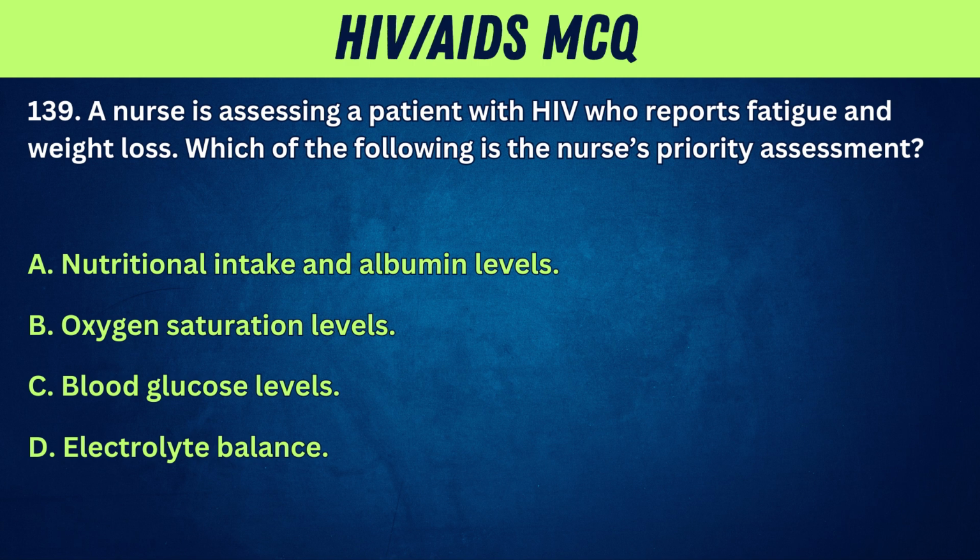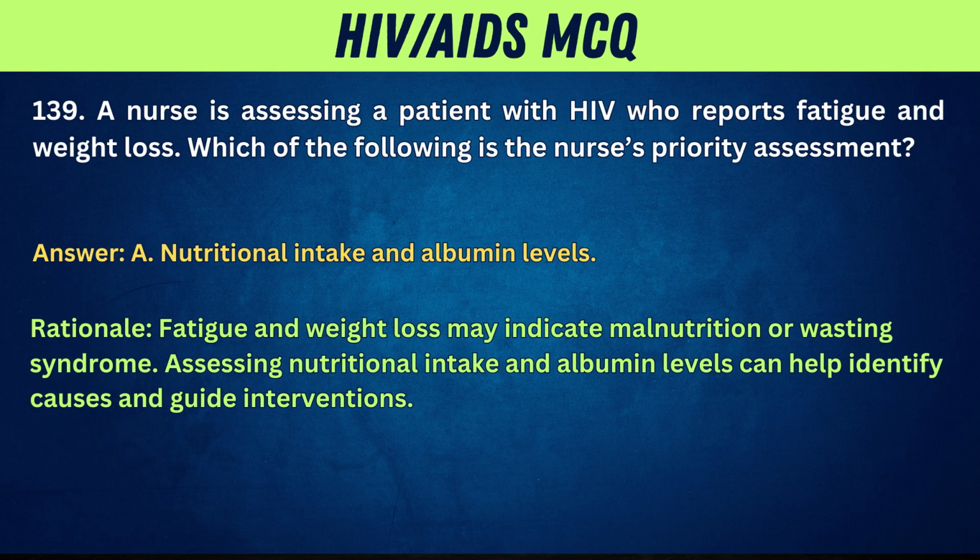A. Nutritional intake and albumin levels. B. Oxygen saturation levels. C. Blood glucose levels. D. Electrolyte balance. Answer: A. To prevent the spread of infections due to a weakened immune system. Rationale: HIV patients have a compromised immune system, making them more susceptible to infections. Good hand hygiene is essential in preventing infections.